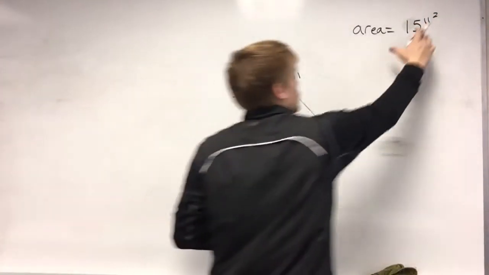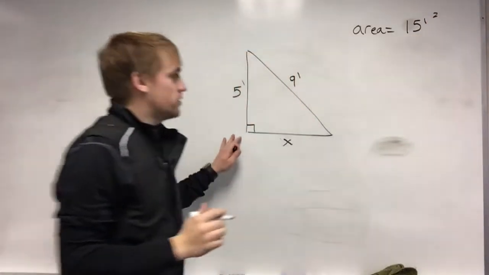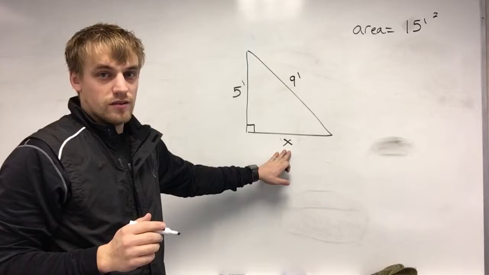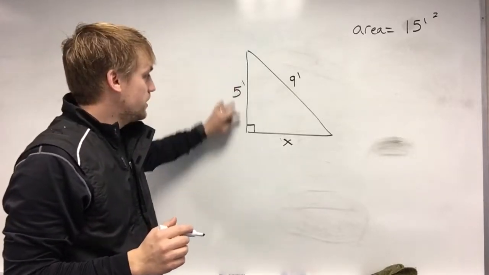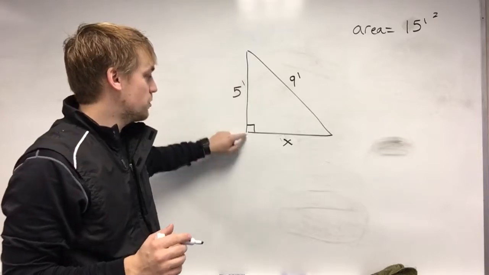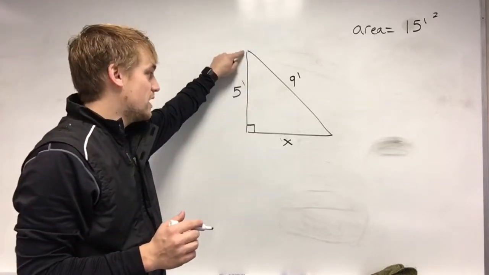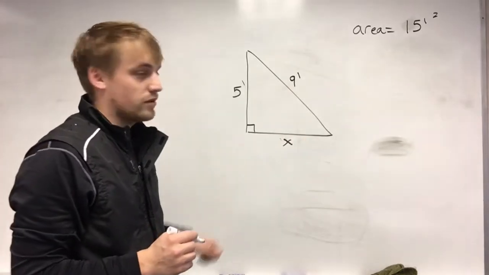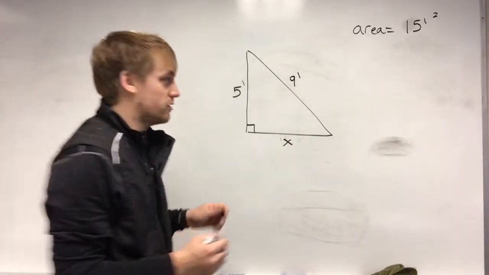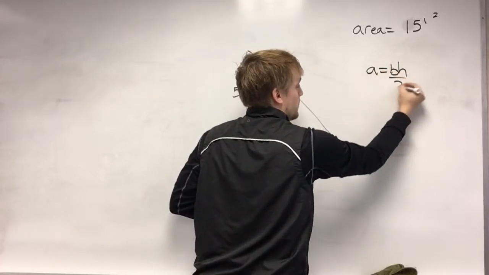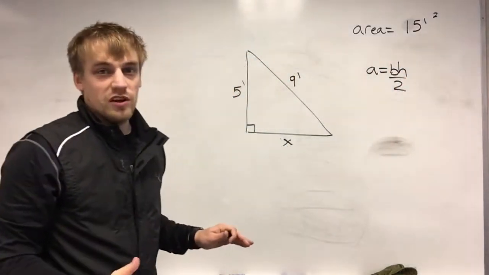Here's our problem. We need to solve for this length. This is our height because this is our right triangle, so this line goes from the bottom of the base to the top, that side, and this is our base. So what's our formula? The formula that I'm going to use is area equals base times height divided by 2. And I'm going to plug in the numbers.